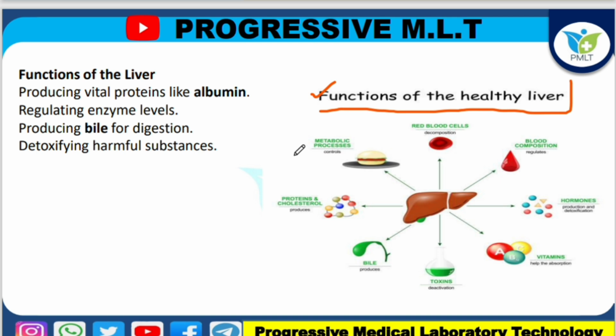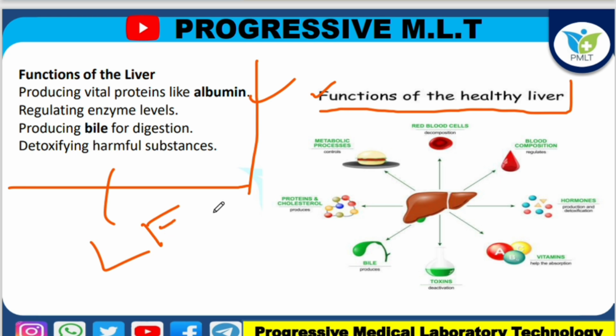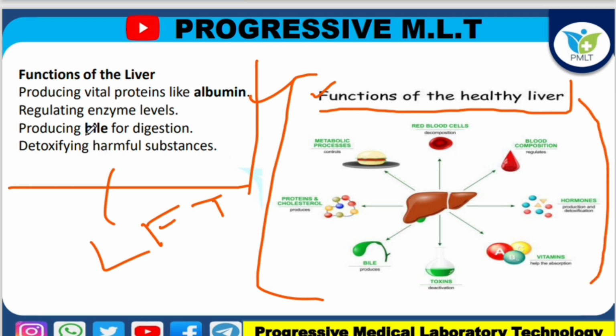Now see, the first function is producing albumin. Here I have presented only the function aspect related to LFT, but the general function is a generalized function. Here I have mentioned only the functions which are required for liver function test. Firstly, for albumin, we have to analyze the protein at first. After that, regulating the enzyme level; when I discuss the parameters, you will understand it properly. Okay. After that, bile, whether the bilirubin level is proper or not.